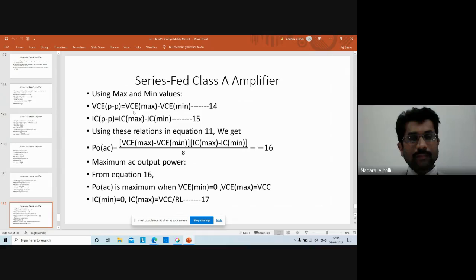Now let us write peak to peak in terms of the maximum and minimum value. Using maximum and minimum values, VCE peak to peak. I hope you are following here, students. Any doubts up till now?